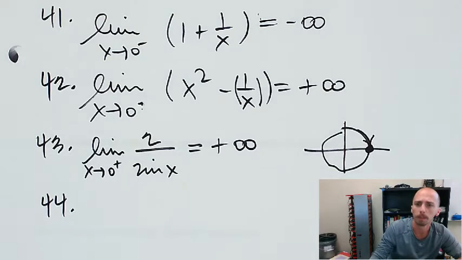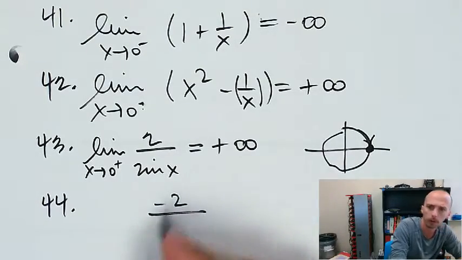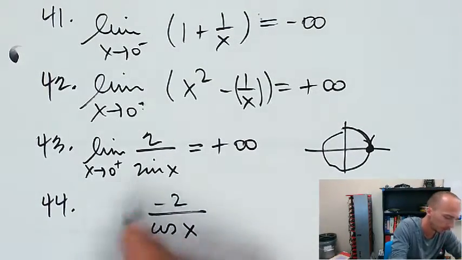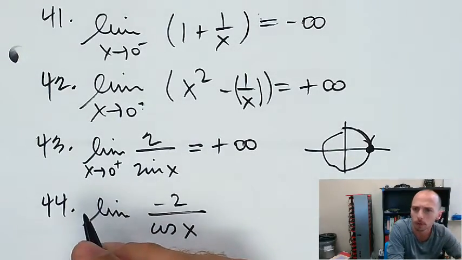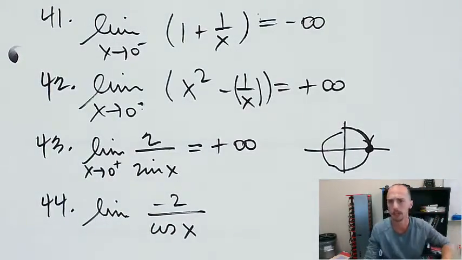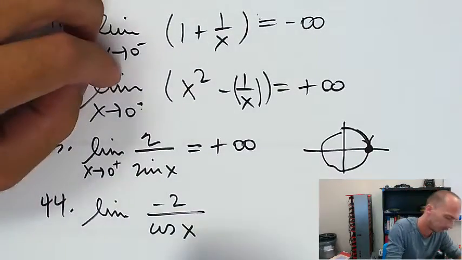All right, and okay, number 44. Let's say negative 2 over cosine x, limit as x approaches pi over 2 from the right. Oh man, I can't even see. It's very blurry. Okay, I think that's a positive.